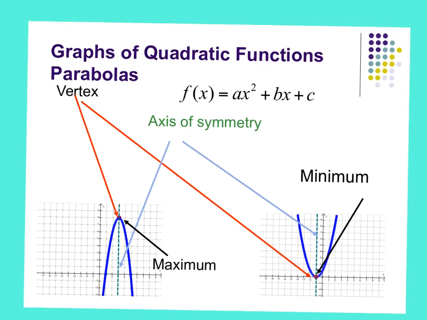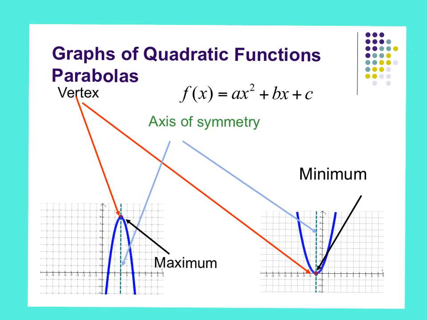So graphs of quadratic functions, again, parabolas. The one on the left is a parabola that is facing downward. The one on the right is facing upward. If it faces down, it has a max. If it faces up, it has a min. These are absolute, so there's only one of these. The axis of symmetry is the vertical line that runs through the vertex, which is the point in which your graph changes direction. Changes from increasing to decreasing or decreasing to increasing.